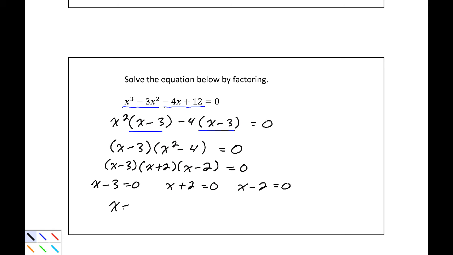We have solutions of x equals 3 for the first. That factor was x minus 3. We have a solution of negative 2 for x plus 2 equals 0, and a solution of positive 2 for x minus 2 equals 0. So there are 3 solutions. And notice we have a third degree polynomial. Not a coincidence.